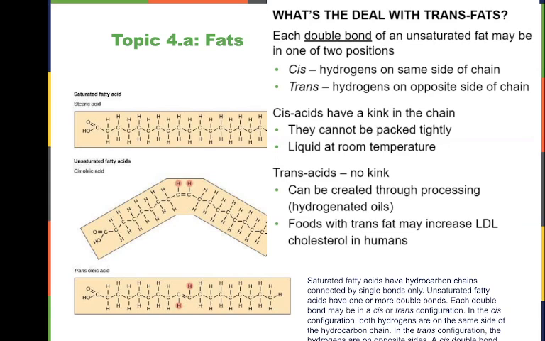For the oleic acid trans version, the hydrogens are on opposite sides of the double bond. One is facing up and one is facing down. Where you see the cis oleic acid, both hydrogens are pointing up. That denotes that these are a cis oleic acid versus a trans oleic acid.